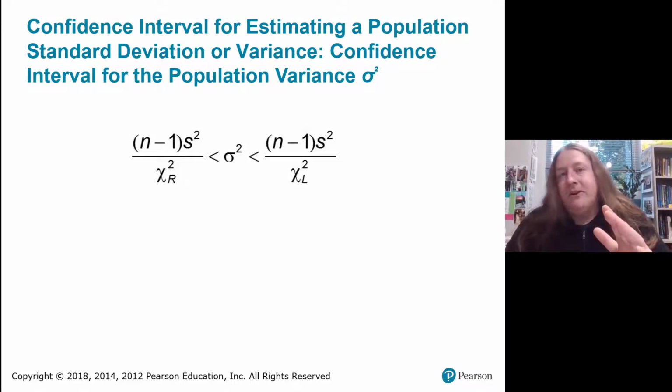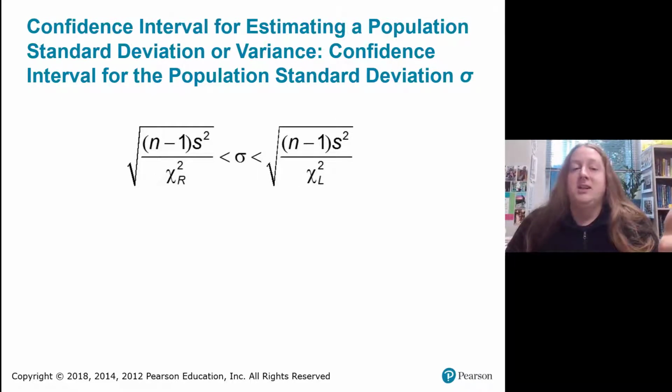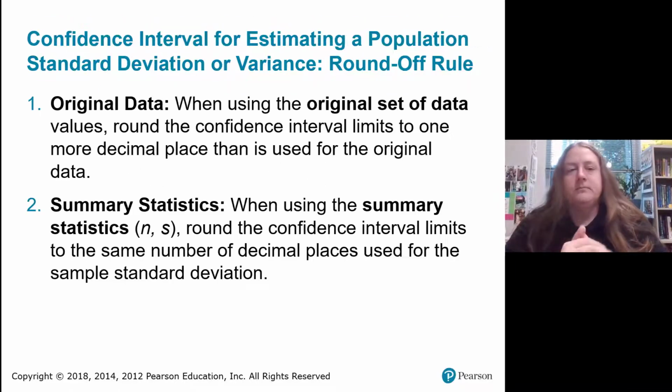And lucky for us, standard deviation has always been the square root of variance. So all of this is for the variance, and nothing has changed. Take the square root of everything, and we get the population standard deviation estimate for our confidence interval. So you only need to remember one of them and remember the relationship between population variance and population standard deviation, and you're good to go.